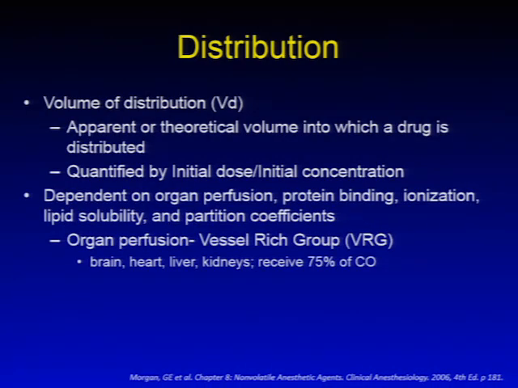Once the drug is absorbed, it must be distributed throughout the body to its site of effect. And the term here is volume of distribution. This is the apparent or theoretical volume into which a drug is distributed. It's termed theoretical because the volume of distribution may be many, many more liters than the actual plasma volume. This can be quantified by dividing the initial dose of drug administered by the initial concentration of drug in the plasma. And volume of distribution is dependent on a number of factors, the first being organ perfusion.